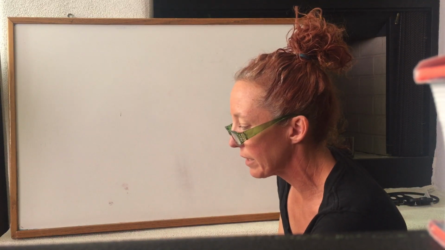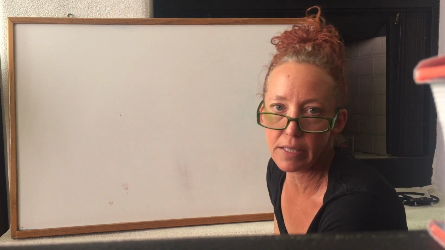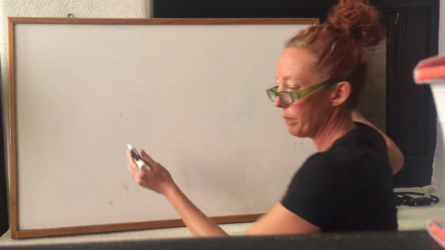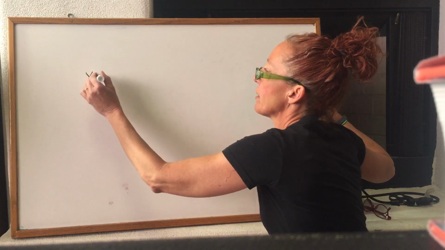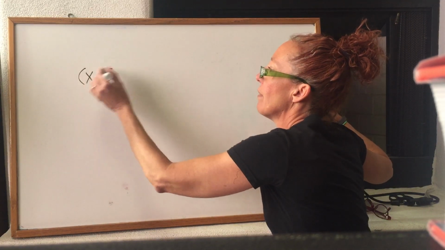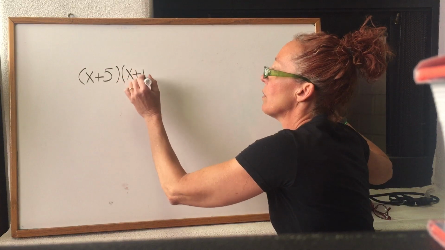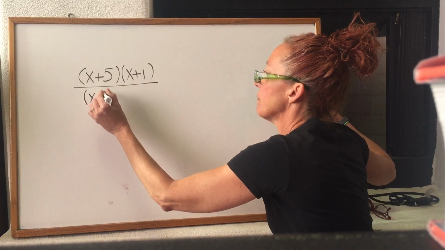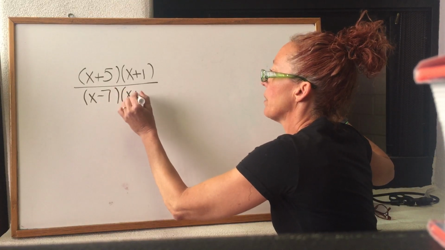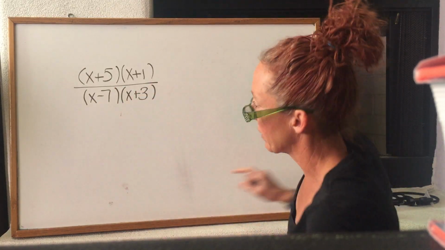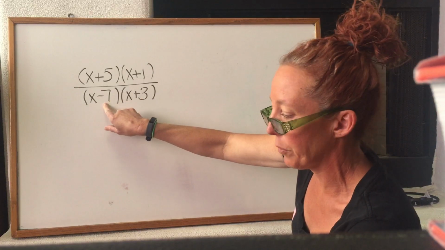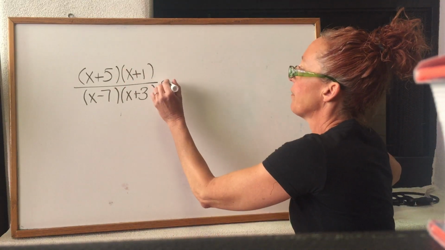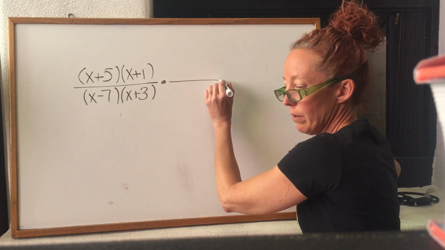I'm looking at the 6 on my computer screen, and it looks like it's a division sign, so make sure you flip that second fraction upside down. So x plus 5, and then x plus 1 will add up to 6 over x minus 7, x plus 3, because this is going to add up to that negative 4 and multiply to negative 21. And then I'm going to flip the second fraction.